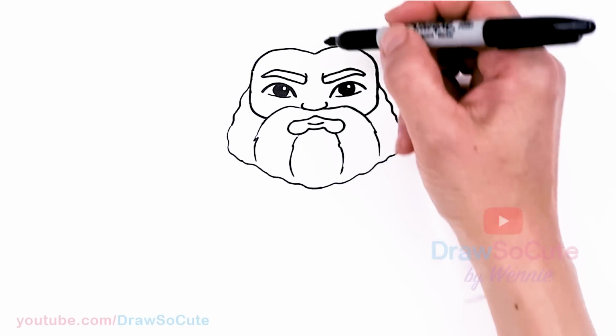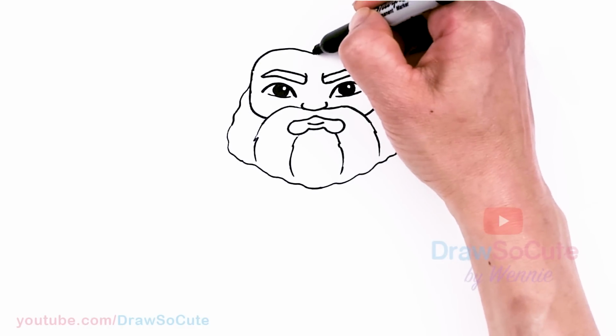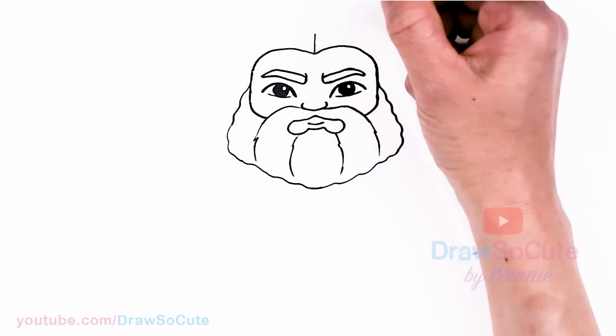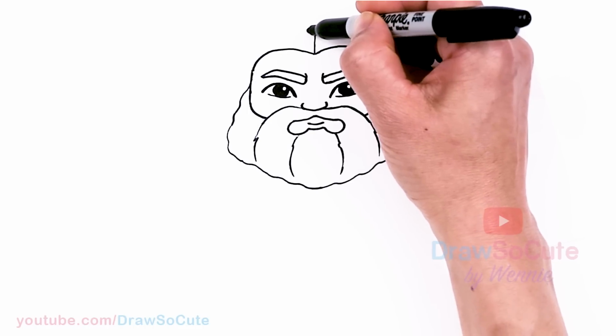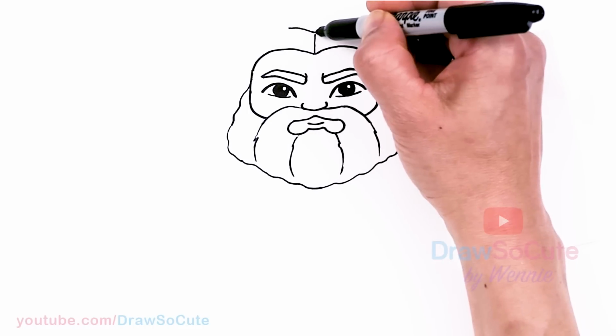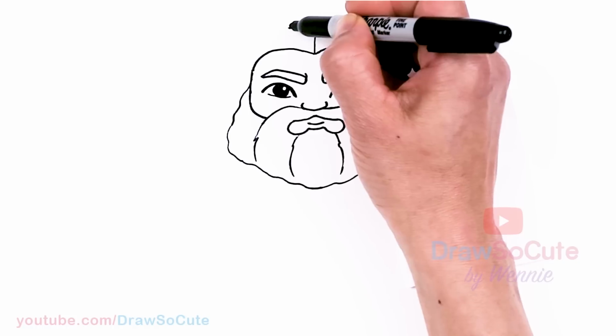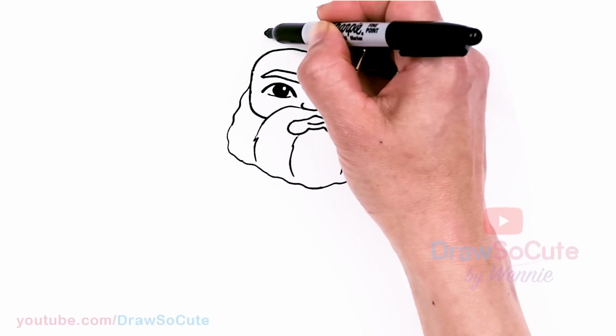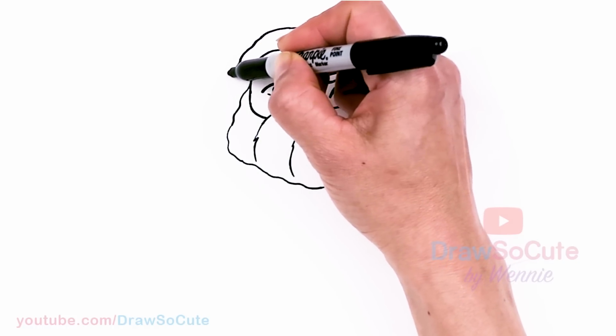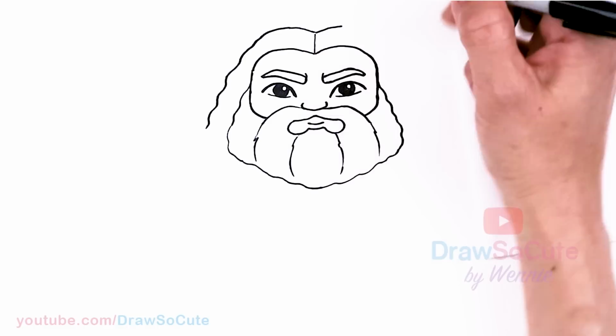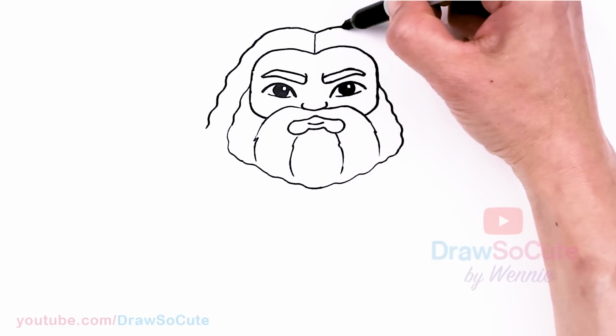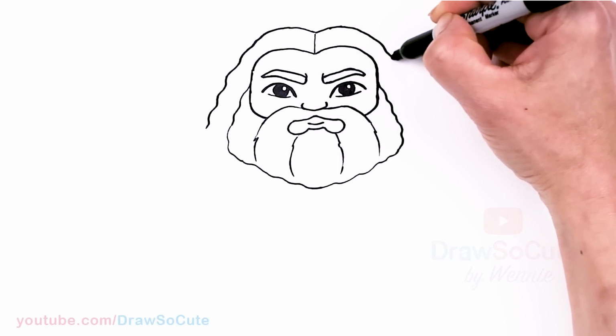There. And then we need to go up in the center where his hair parts, and about right here we're going to draw his hair. So we're going to go up on both sides, and let's come down, and about right here we'll start to wiggle a little bit. So same thing here, and wiggle.